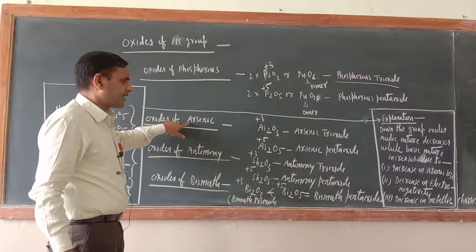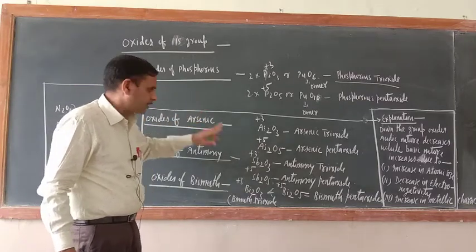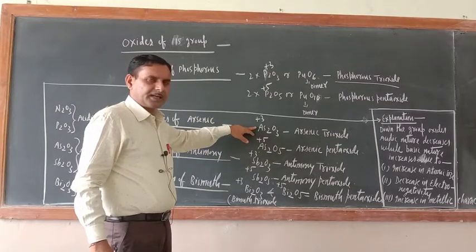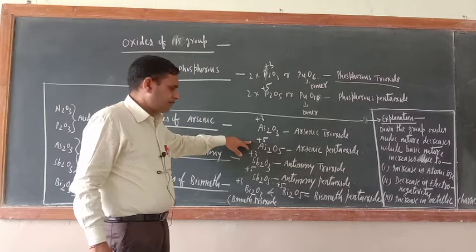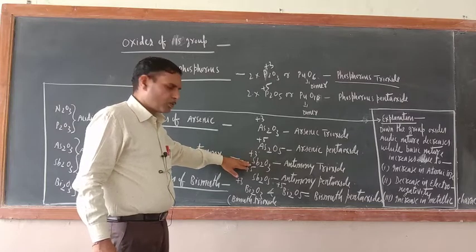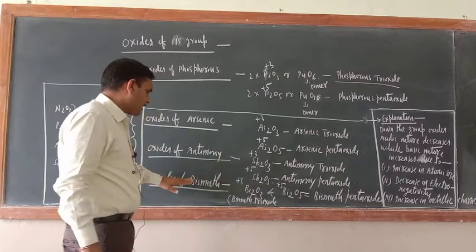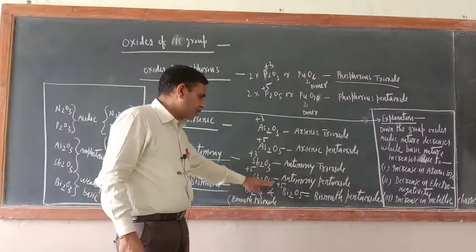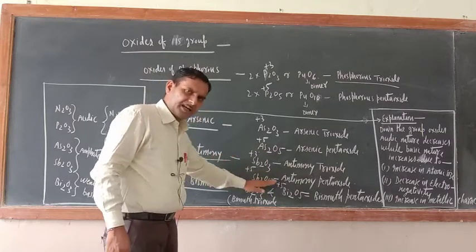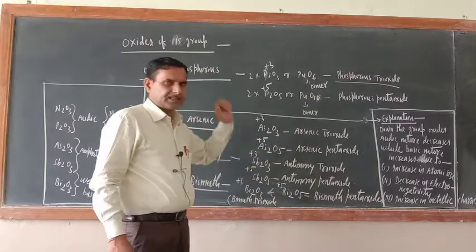Now oxides of arsenic. Arsenic will form oxides in 2 oxidation states, that is arsenic trioxide and arsenic pentaoxide. Arsenic trioxide +3, arsenic pentaoxide +5. Now oxides of antimony: Sb2O3 and Sb2O5, +3 and +5 oxidation states. Oxides of bismuth, Bi2O3 and Bi2O5, so +3 and +5. This is bismuth trioxide, this is bismuth pentaoxide.